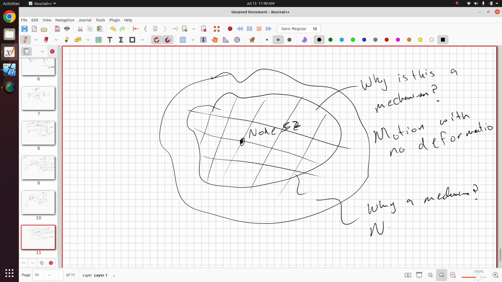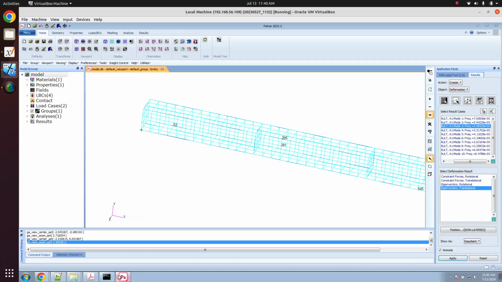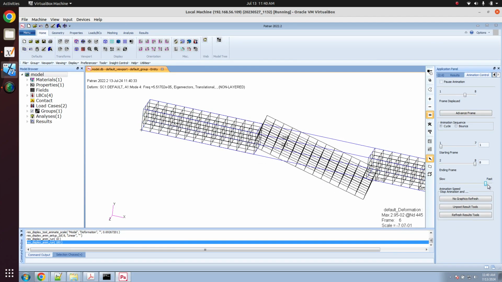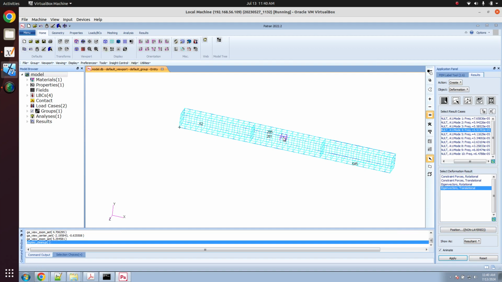So then we performed a normal modes analysis. And then we were looking for mode shapes that are 0 hertz. And when we find these mode shapes that are 0 hertz, it's clear what the mechanisms look like. It's clear what's going on with the mesh. So here, okay, so we know that this mesh is detached from the rest of the model.